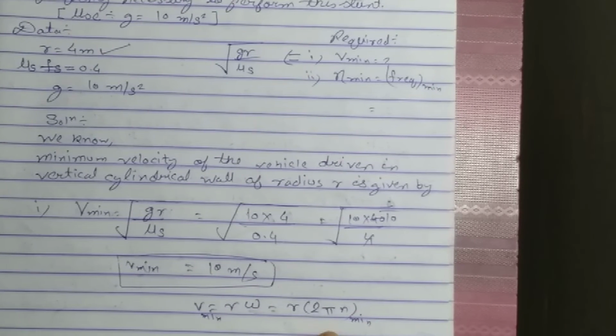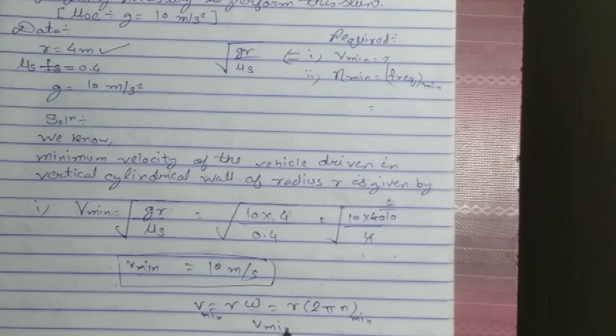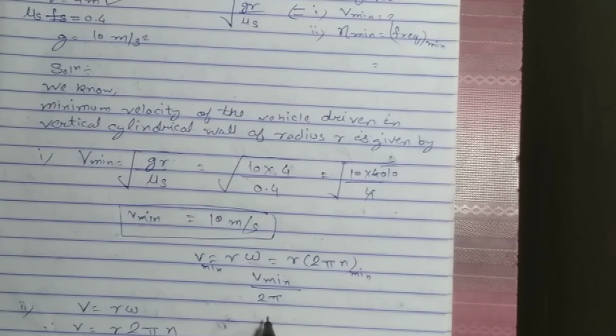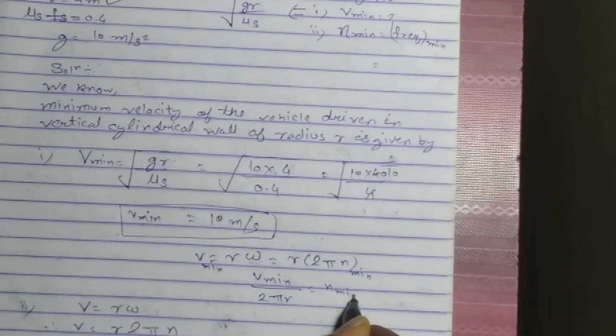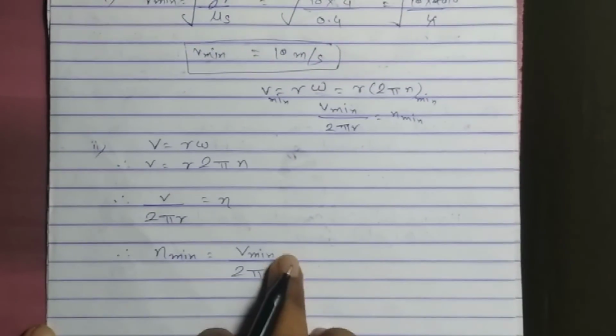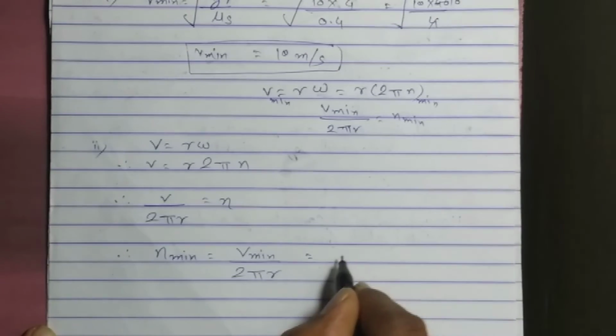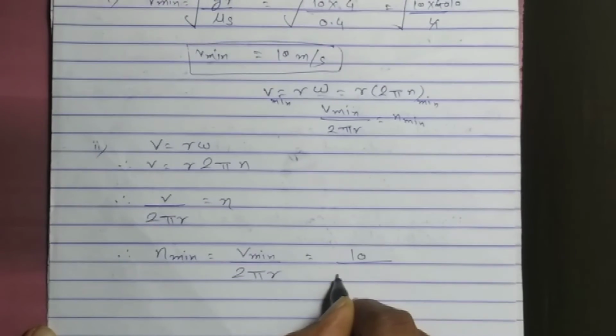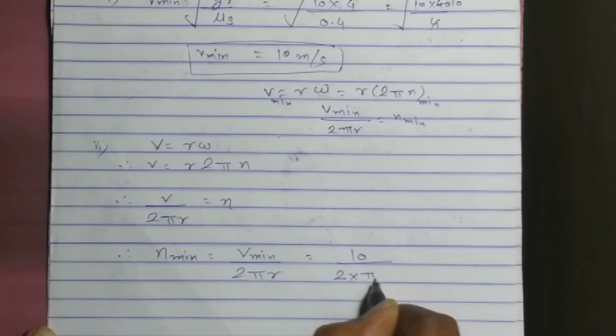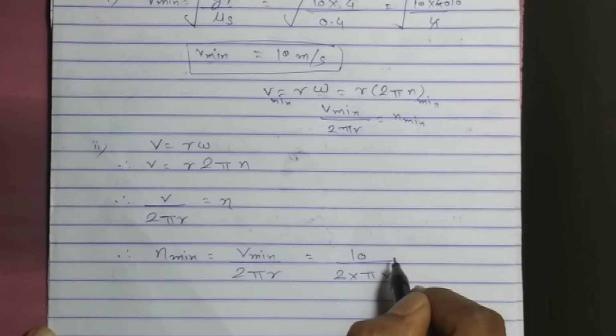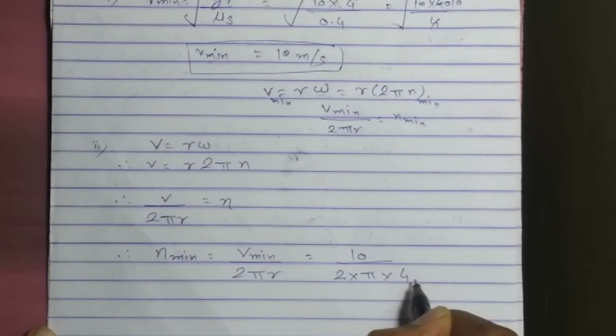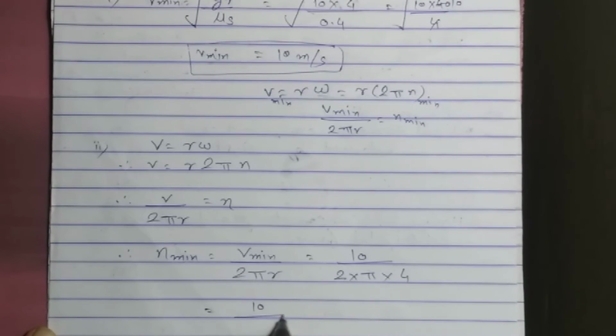So what is the minimum frequency equal to? v min upon 2 pi r is equal to n minimum. Students, the same formula I am going to apply over here. So n minimum is v min upon 2 pi r. We got the value of v min as 10. 2 multiplied by pi multiplied by r. r is how much here? 4. So let us solve this equation.